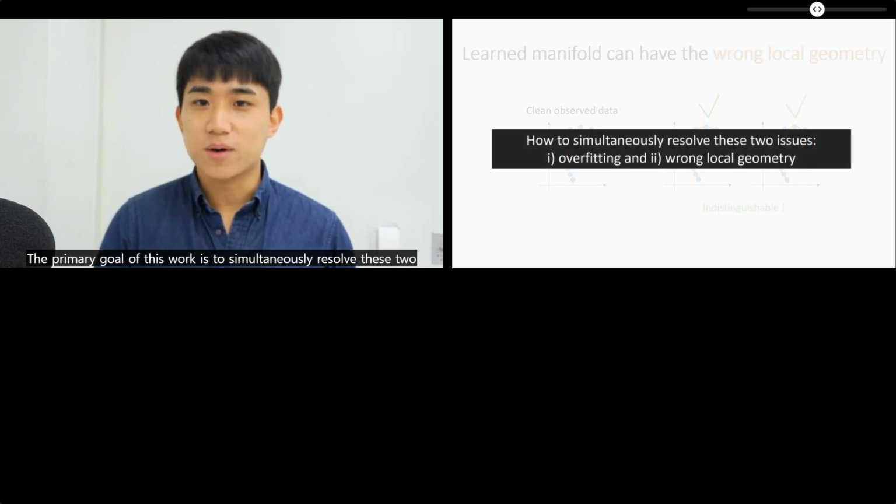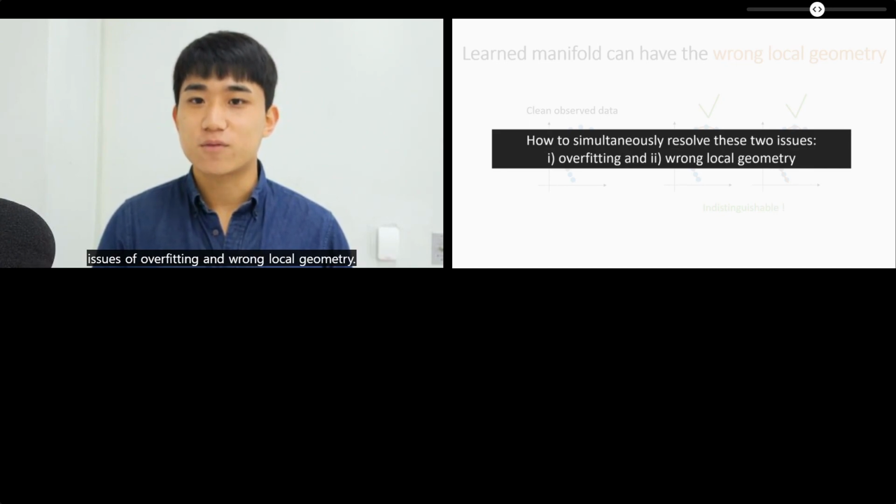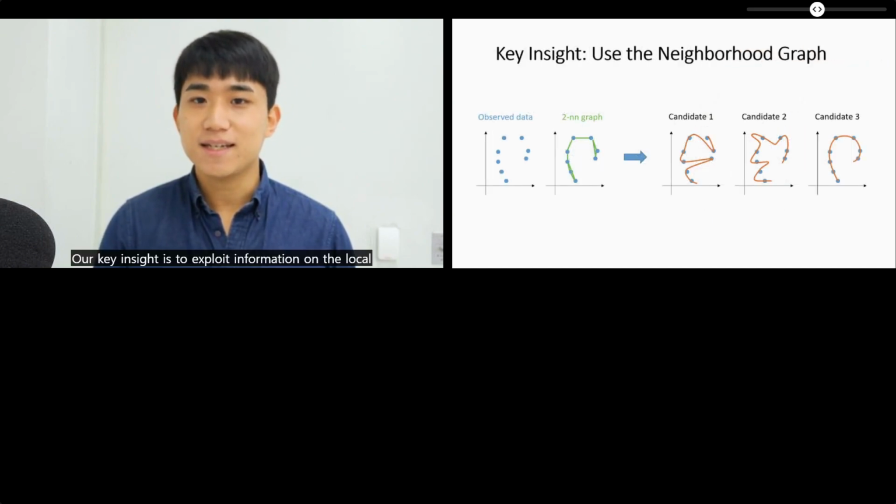The primary goal of this work is to simultaneously resolve these two issues of overfitting and wrong local geometry. Our key insight is to exploit information on the local connectivity and geometry contained in the neighborhood graph.